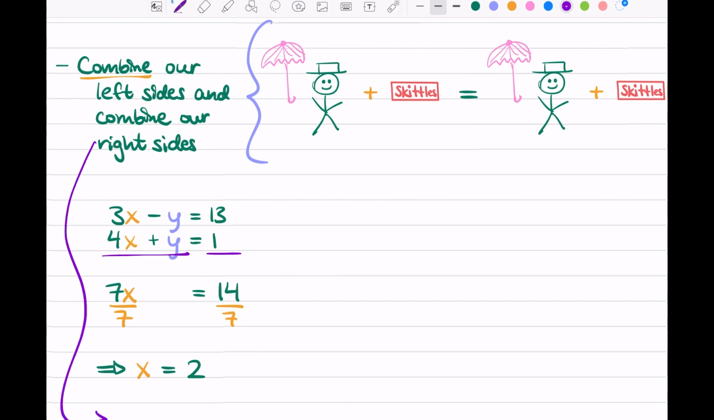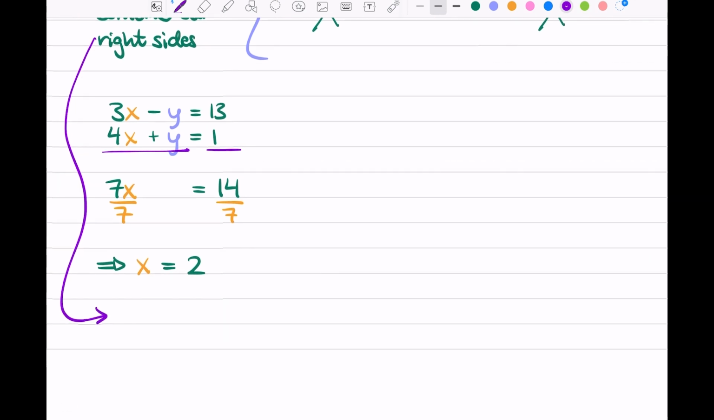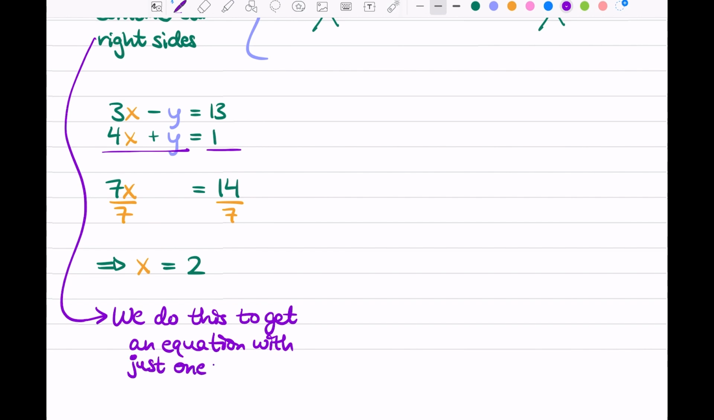So again, why do we combine our left sides and our right sides? Well, we do this to get an equation with just one variable. Once we find the value of one of our variables, we can use substitution. So we'll substitute our x equals 2 into one of our equations.